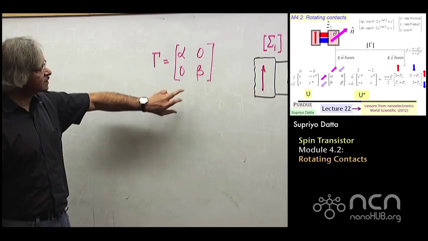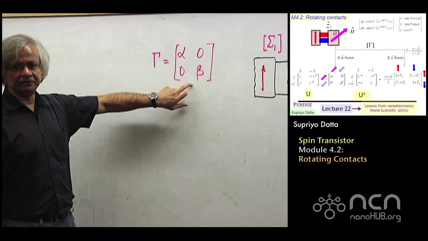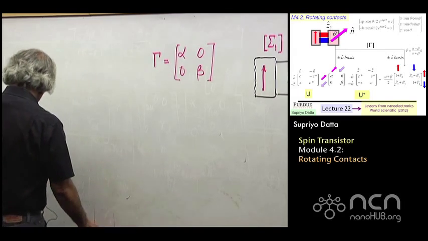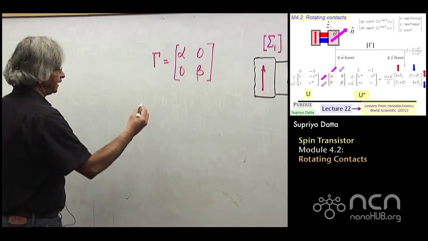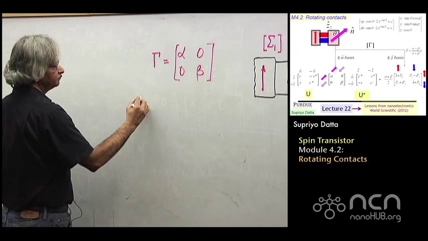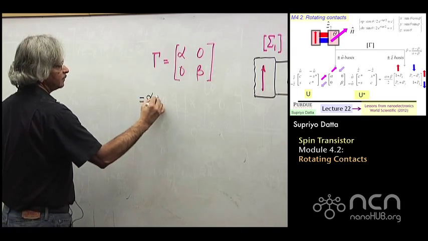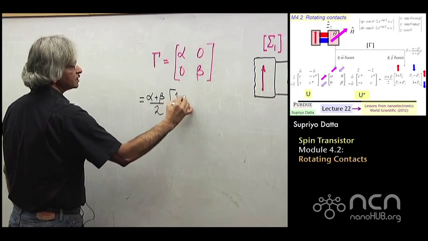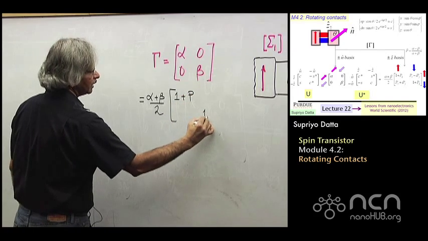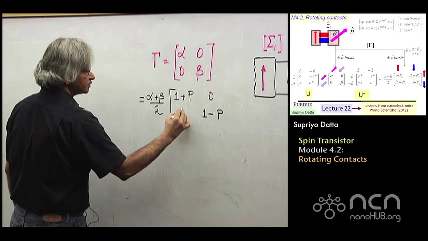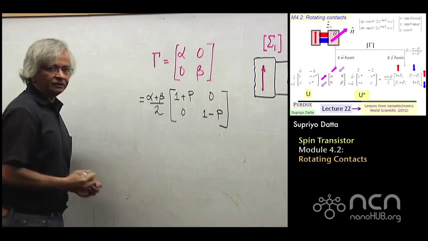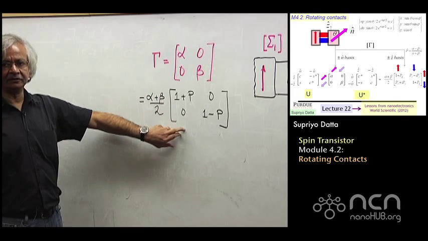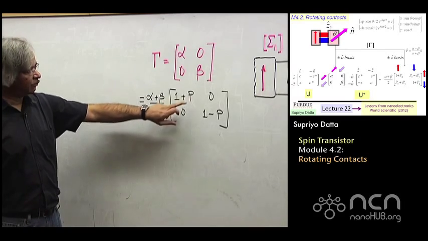Okay, let me first write this in a slightly different form. You see this gamma, the way we have written this, you could write it in a form that looks something like this. Gamma is equal to alpha plus beta over 2 times 1 plus p and 1 minus p, 0, 0. So all I've done is a little algebra. You take this and you can write it in this form. And I'll explain what this p is.